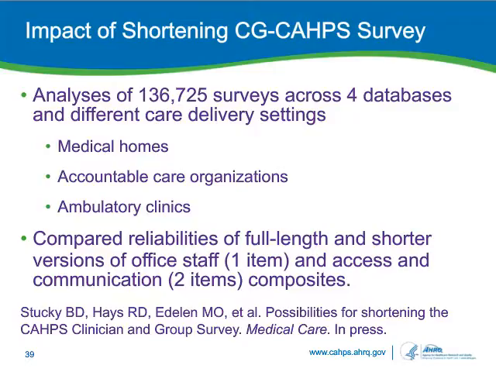And this article describes our look at, well, what if we reduce the core composites? So we could reduce the office staff 2-item composite to 1 item, and the access and communication composites to 2 items each. And it looks like there are some combinations of items that actually will produce reliability that's pretty much equivalent to the full-length surveys. So this is not definitive in any way, but it does suggest that it's possible, at least in an empirical sense, to maybe come up with even shorter versions of the surveys in the future for certain applications.